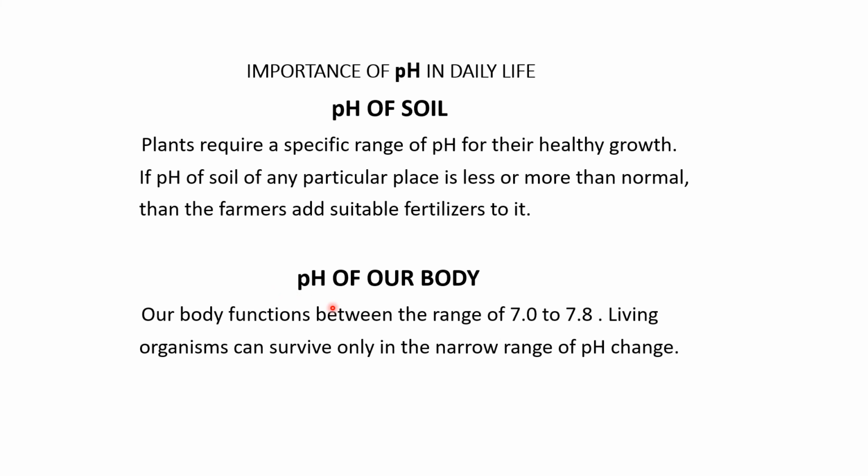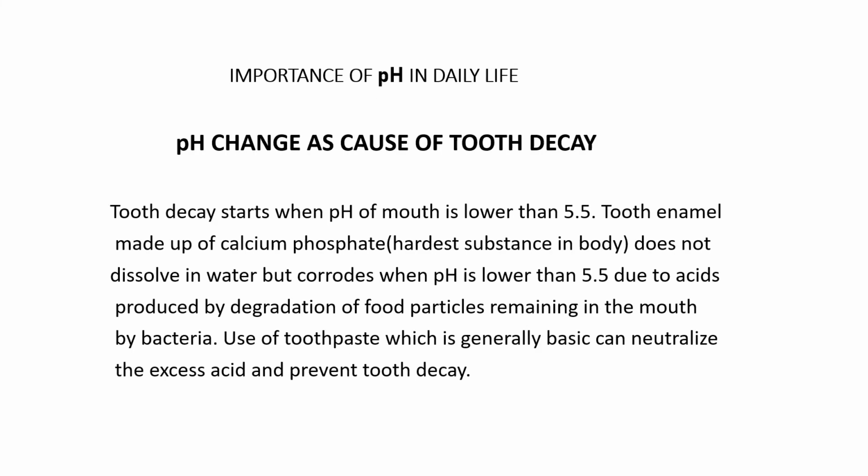The next application is pH of our body. Our body functions within the pH range of 7 to 7.8. And not only the body, all living organisms can survive only in a very small range of pH. If there is a large fluctuation or large change in pH, our survival is affected. The next important application of pH is that pH change acts as a cause of tooth decay.